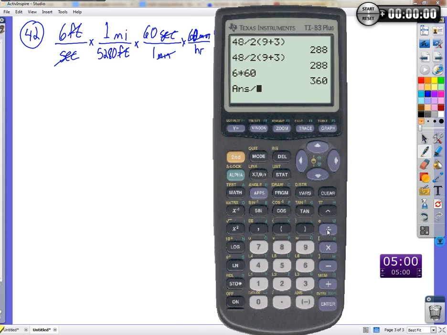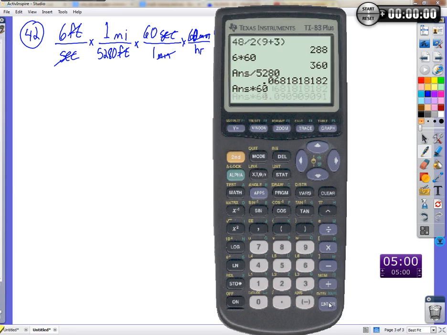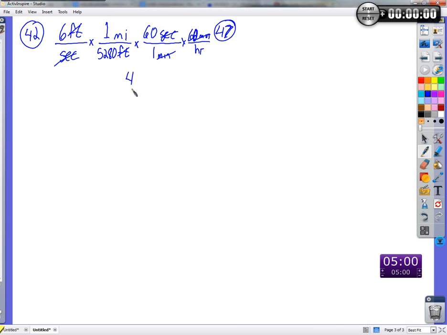360. Divide that by 5,280. 6 times 60 again, so we're going to multiply this by 60. There's 2 60s. So 4.091. Let's say 4.09. 4.09 miles per hour.